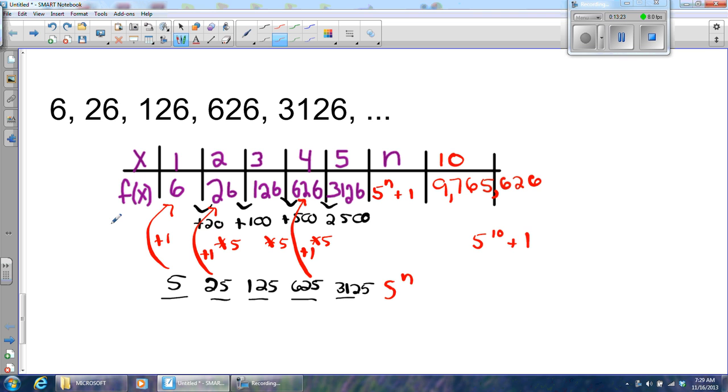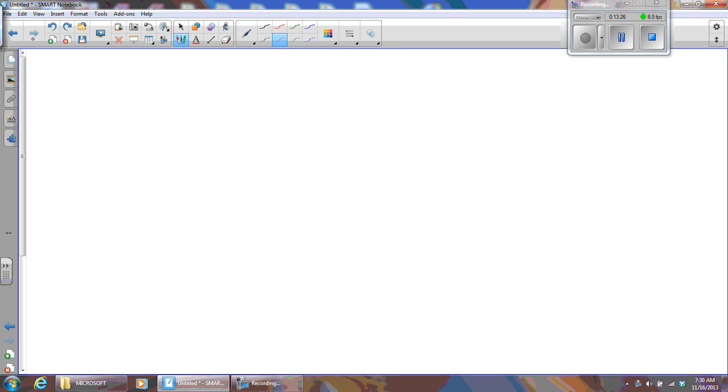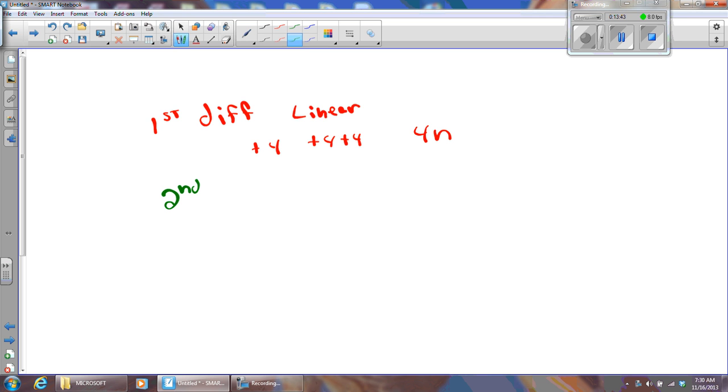All right, those are the examples. Just a quick review: when the first differences match, it's linear, right? So if we had plus 4, plus 4, plus 4, we would have 4n, right? When the second differences match, it's quadratic. And it'll always look like this. On the second level, it'll always be plus 2. Okay? And so you'll have some type of x squared. You won't put the plus 2 into the formula for n.